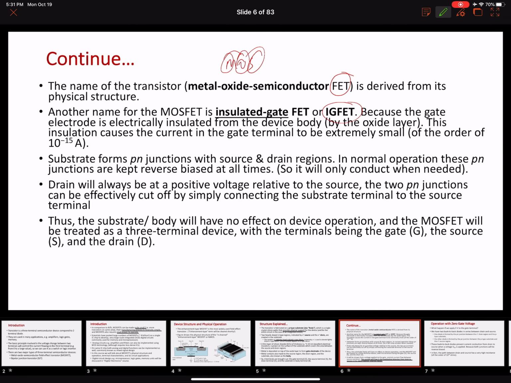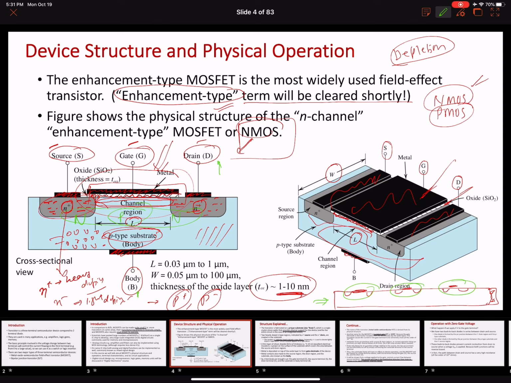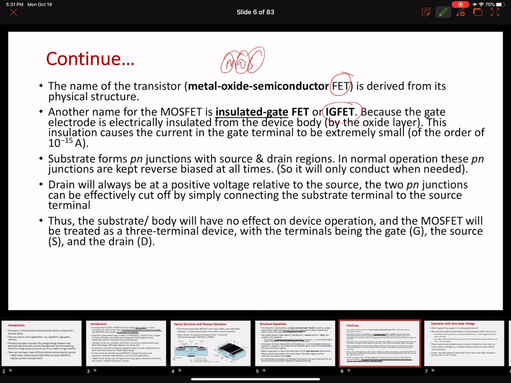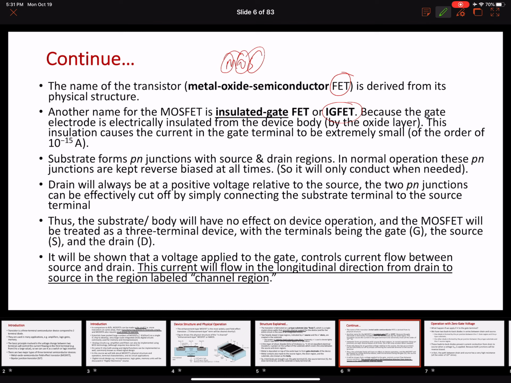Okay, this concept of connecting the body to the most negative supply will become more clear. We're going to have not an entire dedicated lecture, but a portion of a lecture talking about this concept in more detail. For now, just remember that for simplicity, the body is connected to the source, drain is usually at a higher potential, and that will make both of these PN junctions reverse biased. That will also help make sure that the body and the substrate will not have any effect on the operation of the device.